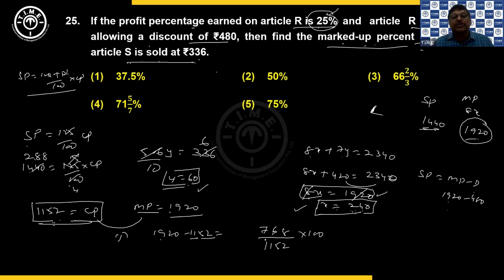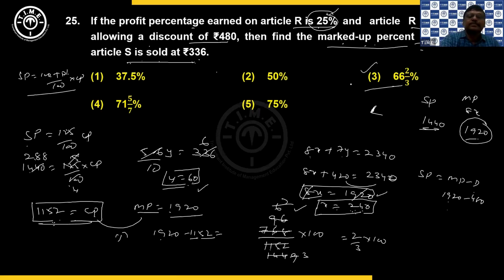If you do it, students, 8 will go, 8 nines are 72, 8 fours are 32. Again, students, I can say 16 6s are 96, 16 nines. You can say 3 twos, 3 threes. 2 by 3 into 100 is 66%. That's my answer. Right, students?